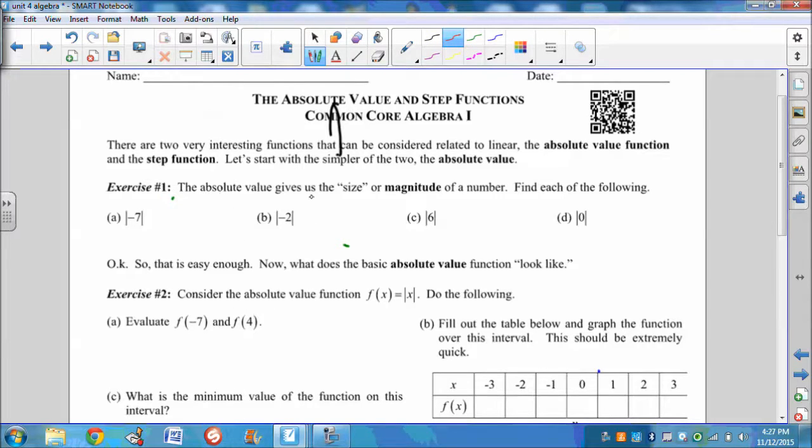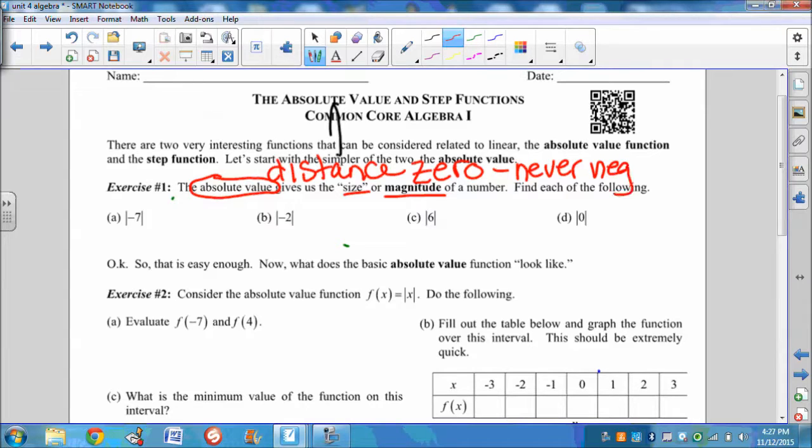So the absolute value gives us a size or a magnitude of a number. In other words, I like to think about the absolute value as the distance from zero, and that's probably what you've learned before as well. If you think about a number line, the distance from zero, a distance can never be negative. So the absolute value is never negative because it's a distance.